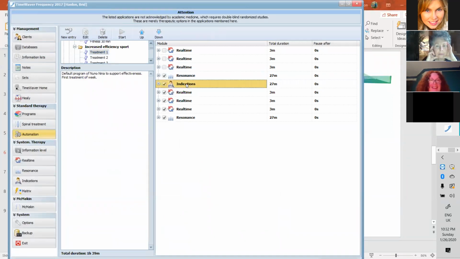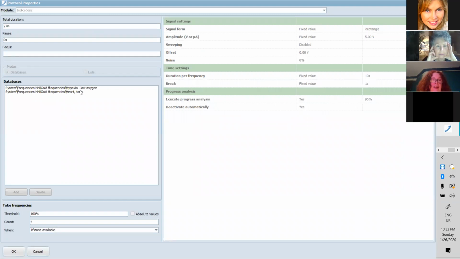Now the interesting bit, the indications. So this is where the analysis is confined to frequencies within a very specific range according to symptom. So depending on which particular program you are running, in this case, sport one, increased efficiency, I'm just going to show you what this is going to analyze. It's going to analyze for frequencies relating to hypoxia, low oxygen levels in the blood, because people who can manage to have high oxygen levels can run faster and longer. They have more stamina. And it's also going to analyze for frequencies relating to heart function, optimize heart function. It's going to take the top 4 of those frequencies and run them for 27 minutes. This particular program is going to run them for 27 minutes.